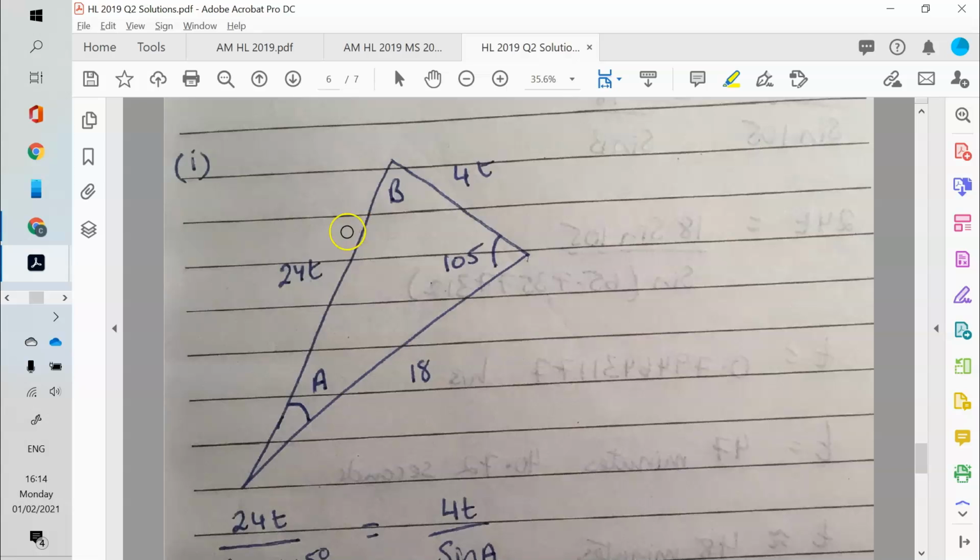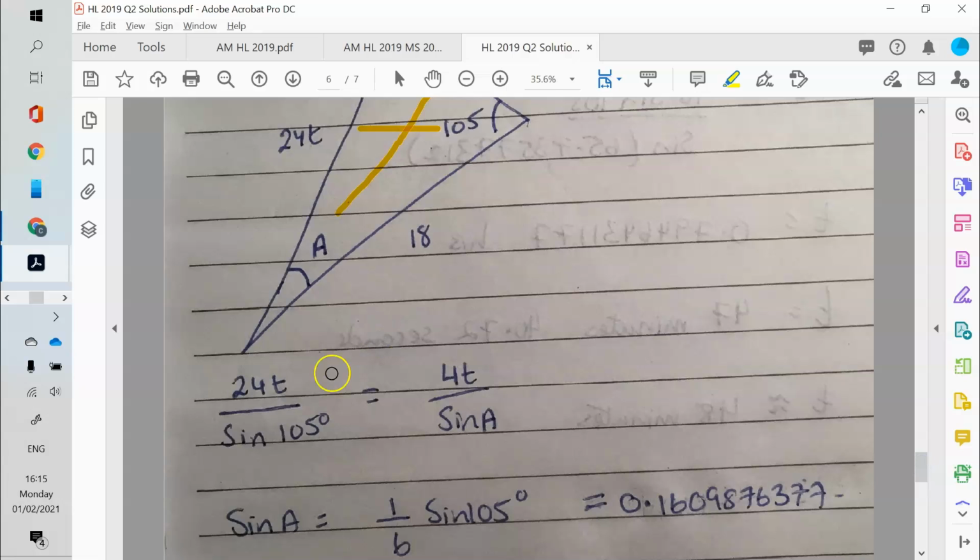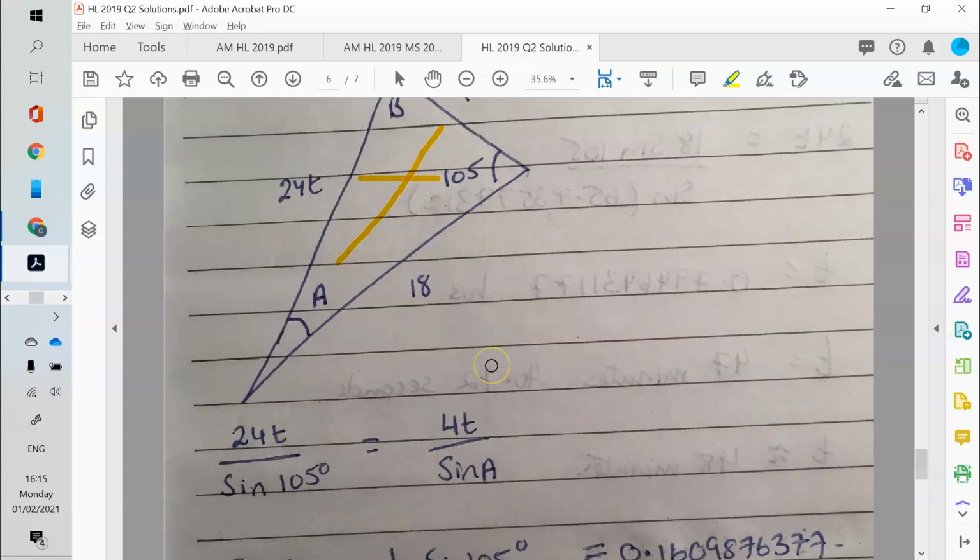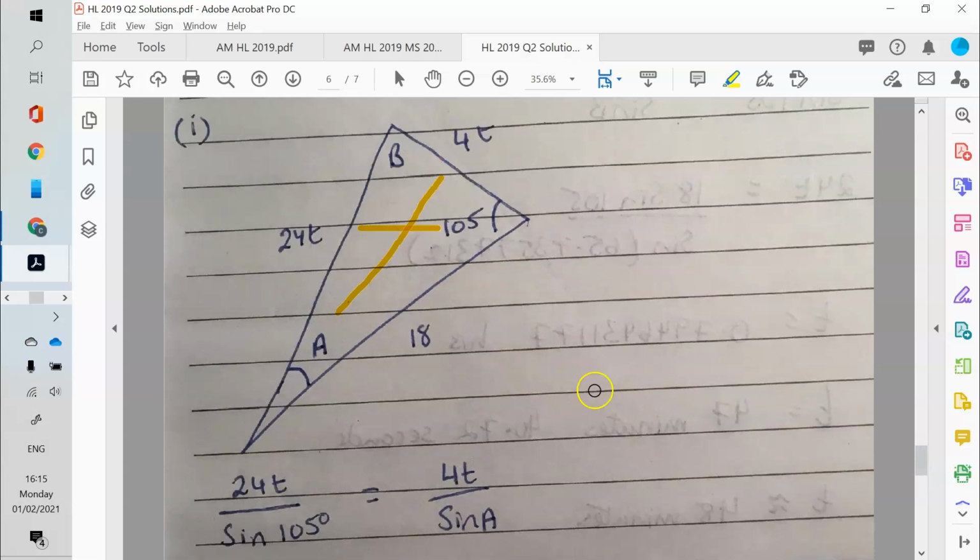Now alternatively we could have used, on the same triangle, the sine rule twice. So the first time we choose two sides which both include t, so that the t's will cancel. We include the angle that we know, and we include an angle that we don't know. Because we're using the sine rule, we have to use the angles opposite the sides that we're choosing. So I've labelled the angle that I'm going to find first as the angle A, and I'm using 24t over sine 105 is equal to 4t over sine of this angle A that we're looking for.